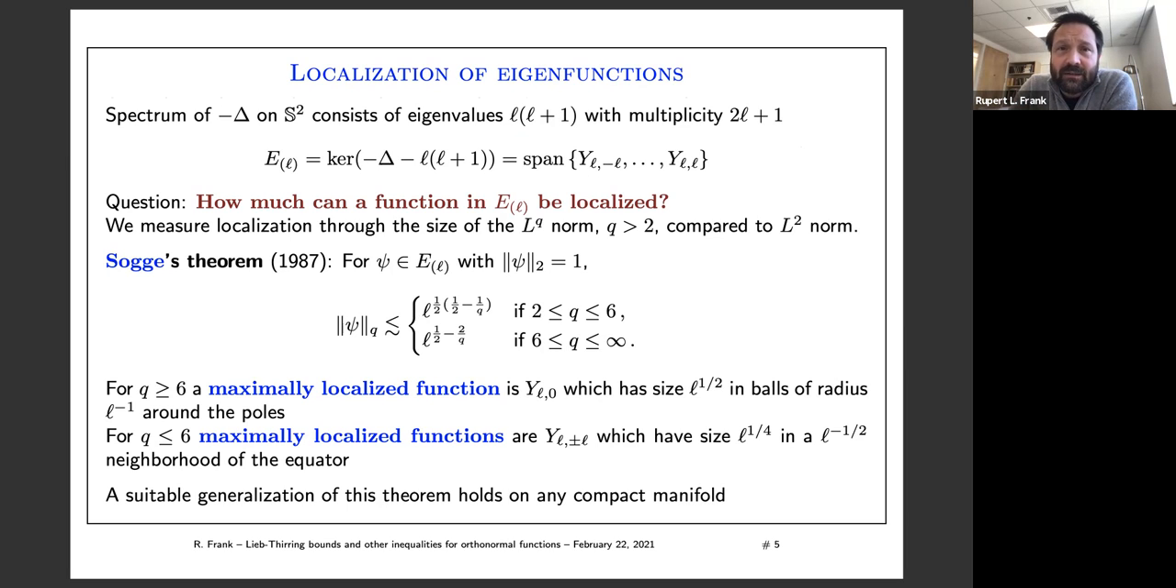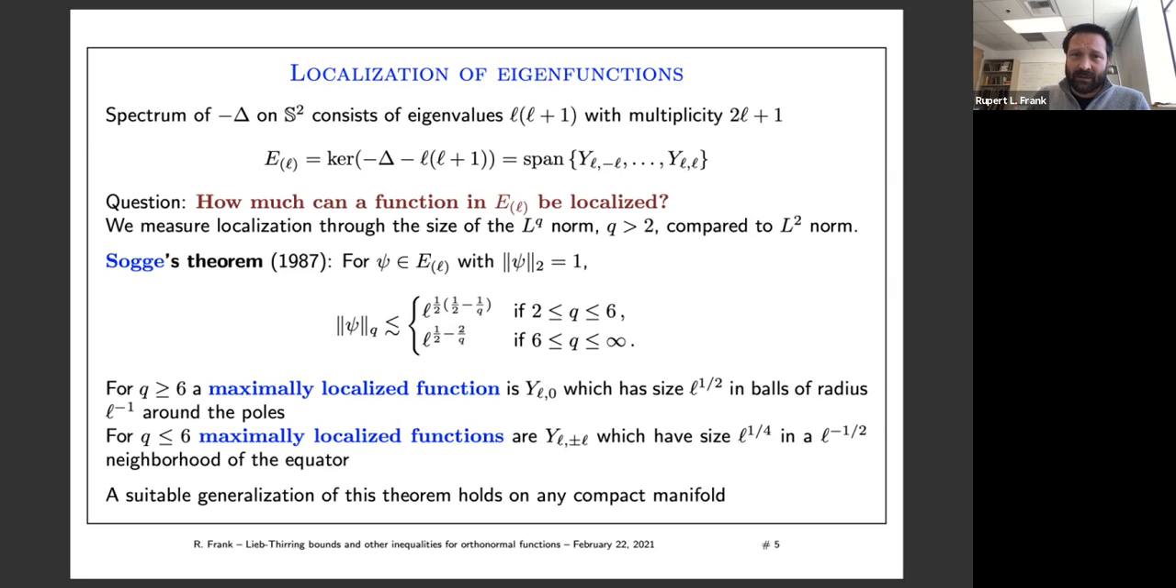It consists of eigenvalues at L times L plus 1, and they each have multiplicity 2L plus 1. We denote the corresponding eigenspace by E_L, and we ask ourselves, how much can a function in that particular eigenspace be localized? The functions we're interested in are linear combinations of the Y_LMs with fixed L, and we're asking about their localization properties essentially as L goes to infinity. Now, of course, what we have to make precise is how we measure localization.